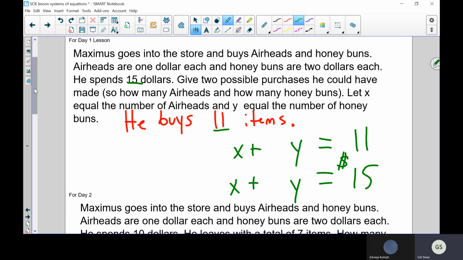So what is the $1 about? Airheads. Which variable is about airheads? X. So again, I make sure I stay in the equation that's about money. In the equation that's about money, 1 should go with the airheads. What money number is about honey buns? $2. So that better go with the variable that's about honey buns, which is the y.